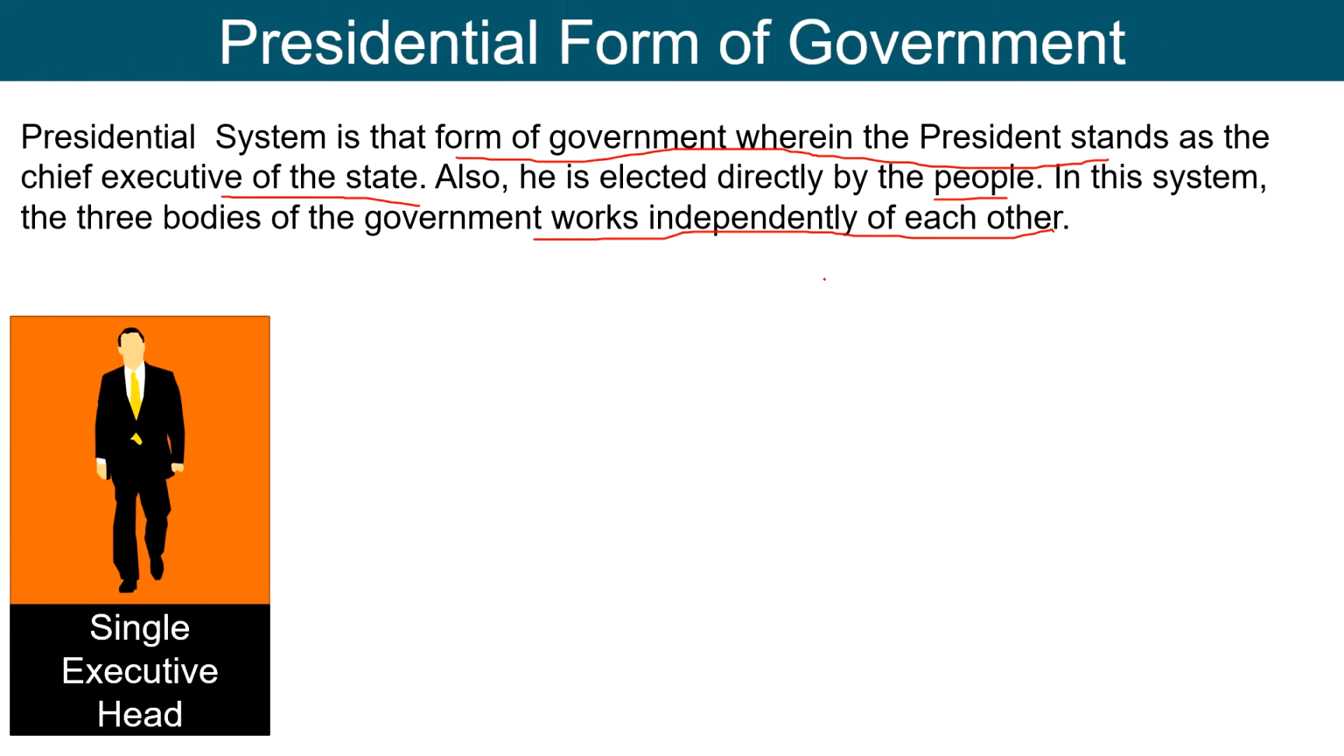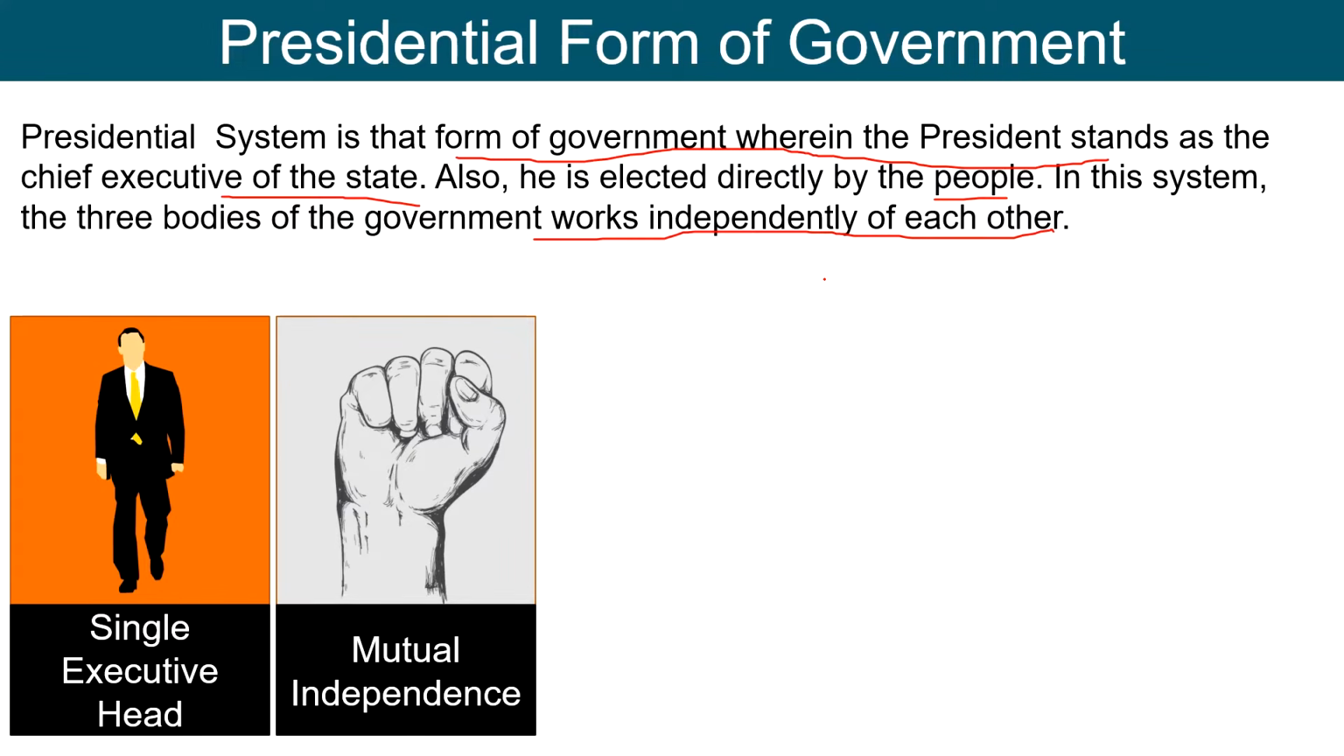Single executive head. In this system, there is a single elected person who is the president. So, the president is both the head of the state and the head of the government. He is the one who directs the government, exercises political responsibilities, and also performs ceremonial duties.